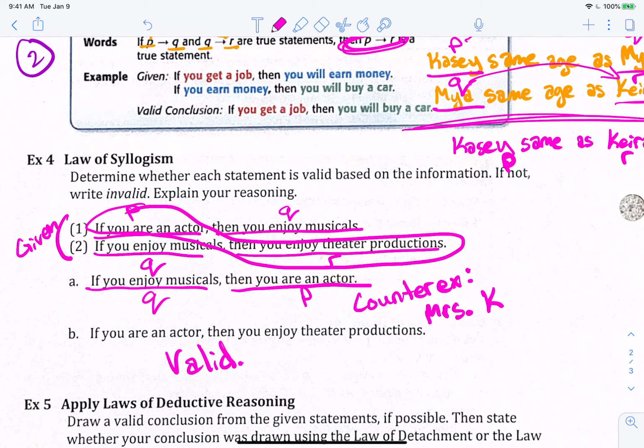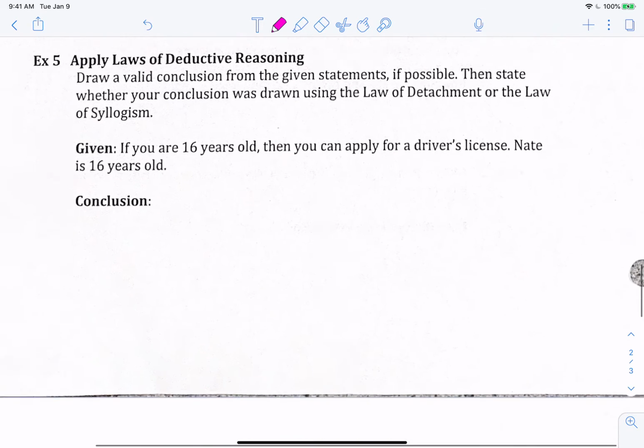So counterexample, Mrs. K, or anybody anywhere who is a musical lover that's not an actor. That is my counterexample. Okay. Good.